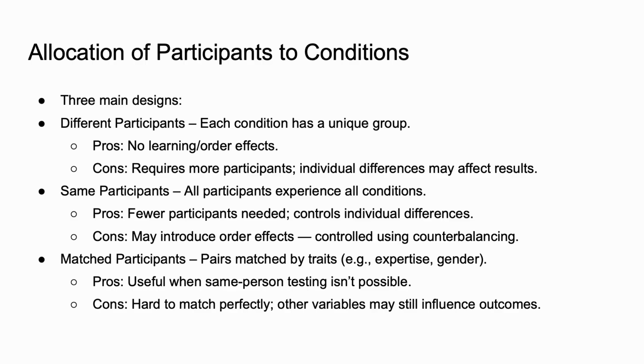However, it can create order bias, where experience from earlier tasks influences later ones, which is minimized through counterbalancing, alternating task order among participants. Lastly, the matched participant design pairs users with similar traits such as experience or gender, assigning each pair to different conditions. This method helps when participants can't test both conditions, but it's difficult to ensure all influential traits are evenly matched.